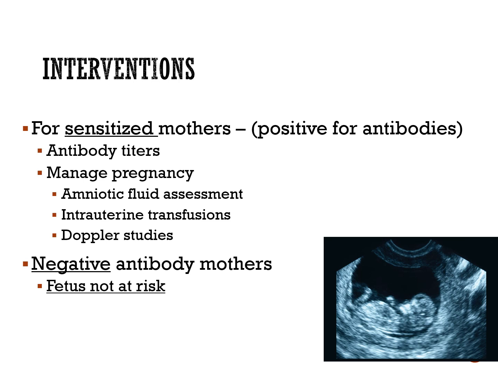Interventions. So interventions for the sensitized mom, you're going to do antibody titers, amniotic fluid assessments, intrauterine umbilical transfusions. They may have to give blood transfusions to that baby through the umbilical cord. Various Doppler studies on the baby. If negative antibody mothers, that fetus is not at risk. So if there's no antibodies there, that baby is good.